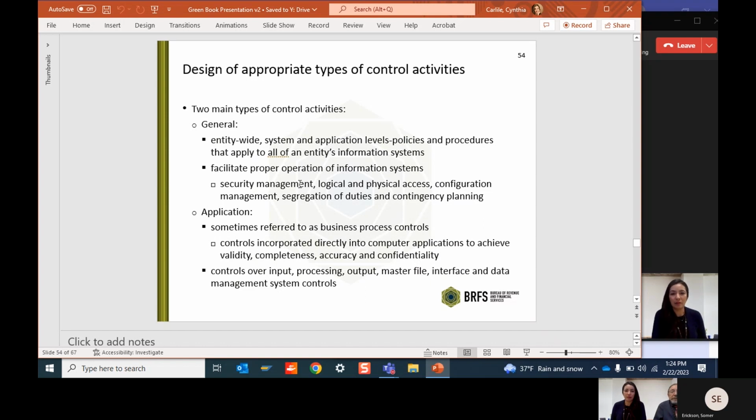So the two main types of control activities are going to be general and application. And at the general level, we're thinking entity-wide system and applications levels. So we're talking about policies and procedures that apply to the entity as a whole. These facilitate proper operation of information systems, including security management, logical and physical access, configuration, segregation of duties, and contingency planning.